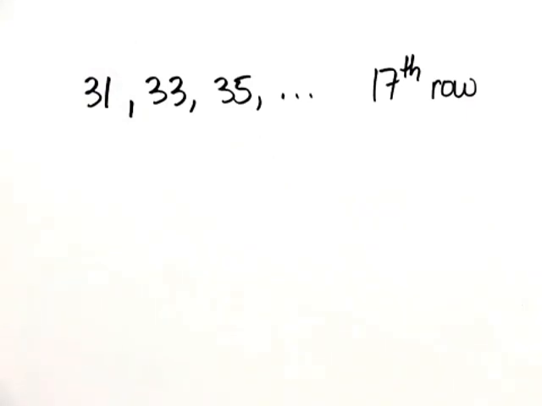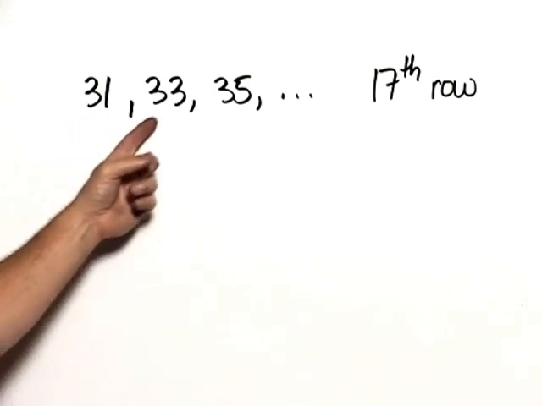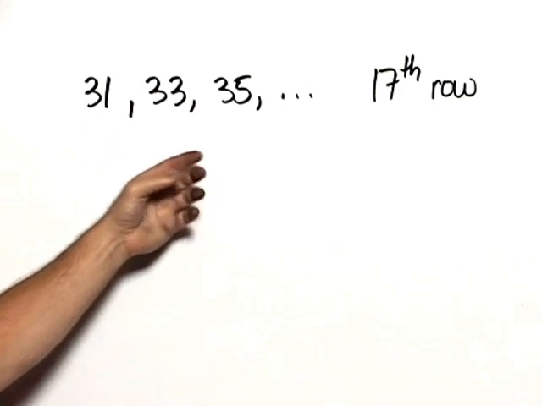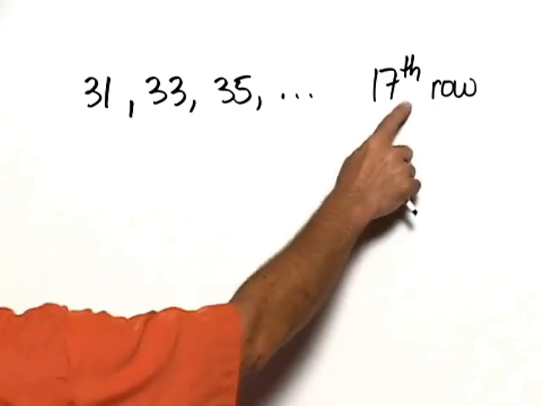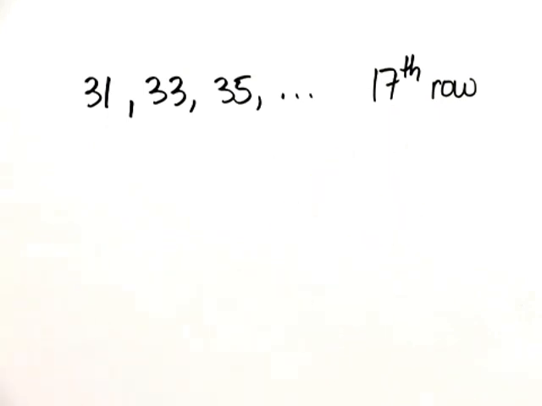I've written on the board the fact that this is some kind of a sequence, 31, 33, 35, and you should recognize that this is an arithmetic sequence. We're interested in knowing how many seats are in that 17th row. That is, we want the 17th term.